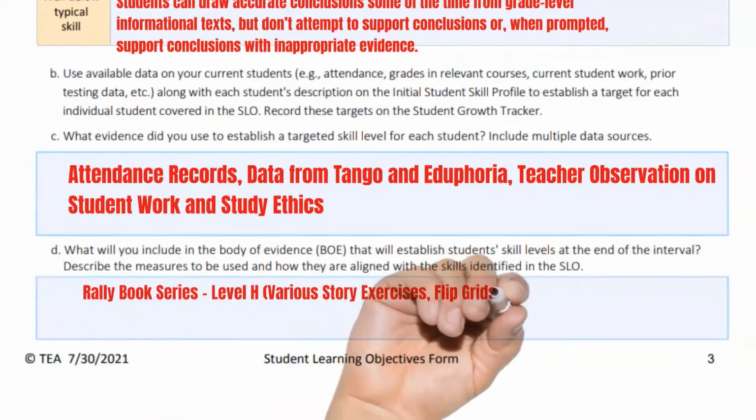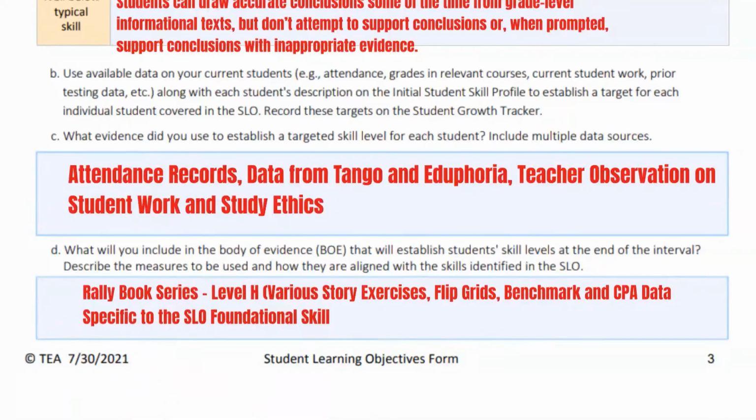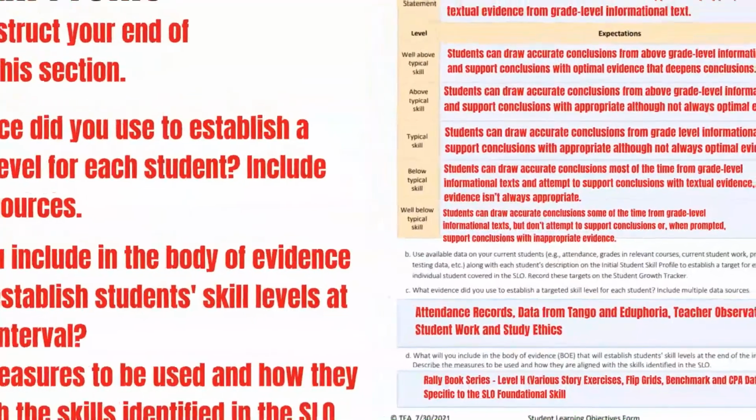Finally, letter D. What will you include in the body of evidence that will establish students' skill level at the end of the interval or the end of the year? Describe the measures to be used and how they are aligned with the skills identified in the SLO. Here, you will reflect and list all the pieces of evidence you believe you're going to gather throughout the year. Of course, this might change as you progress monitor, but this will be your starting point so that you can have a conference with your appraiser at the beginning of the year.